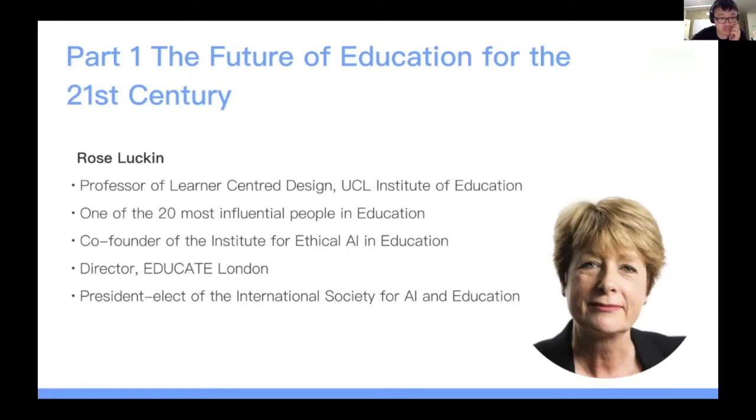The tutorial instructor of the first part will be Professor Rose Luckin. Rose is a professor of learner-centered design at UCL, and Rose is quite famous in the education domain. She's one of the 20 most influential people in education, and also the co-founder of the Institute for Ethical AI in Education, the director of Educate London, and the president of the AIED.